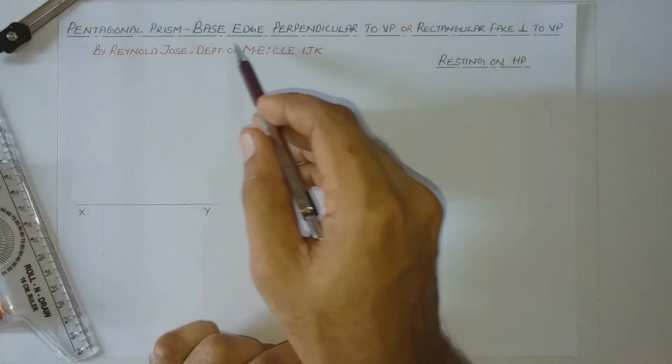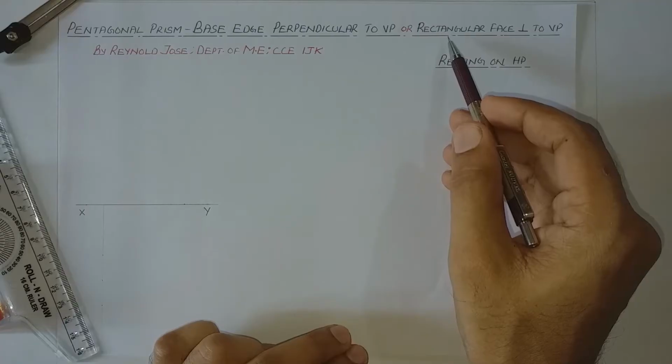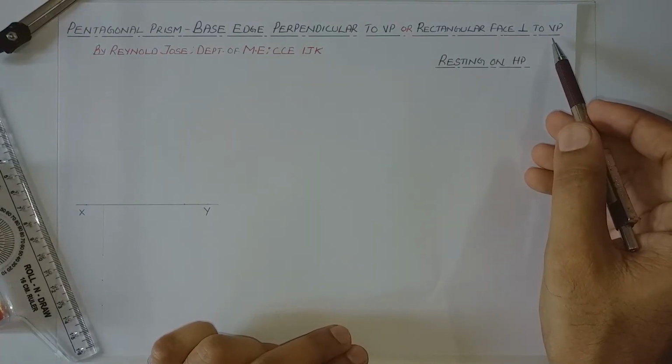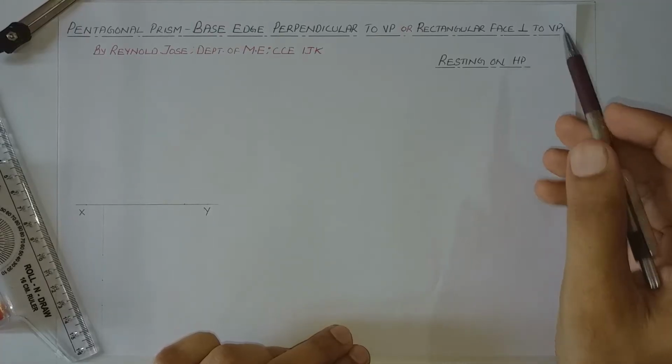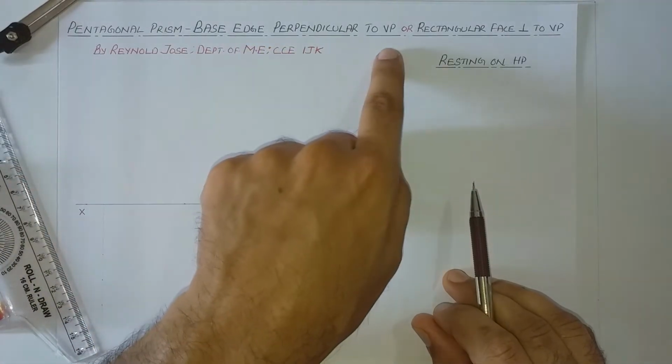If a base edge is perpendicular to VP, naturally for a prism, a rectangular face also will be perpendicular to VP. So actually we have two ways in which we can construct the same solid's symbol position. We shall see one of them. So we shall start from the extreme left. Here one of the base edges is perpendicular to VP.